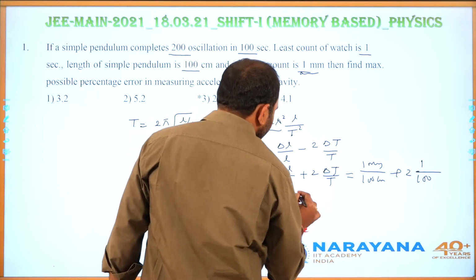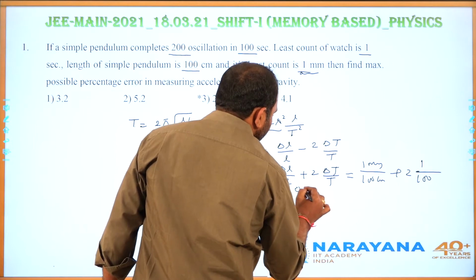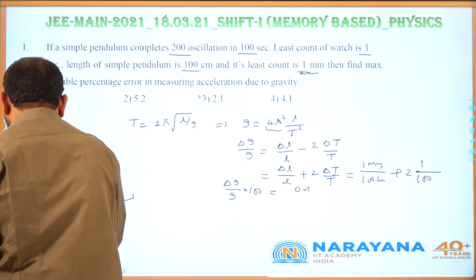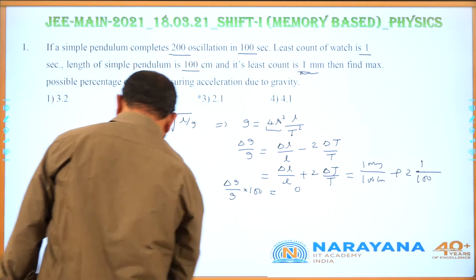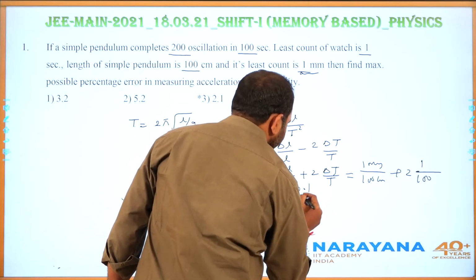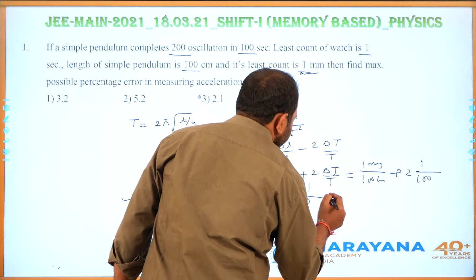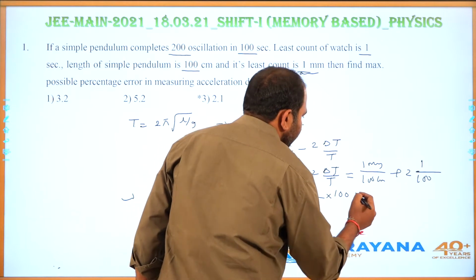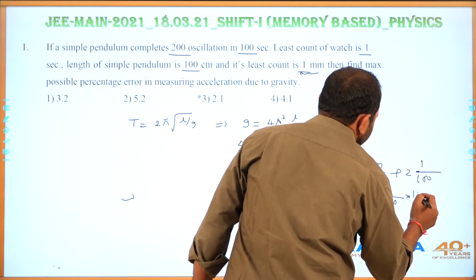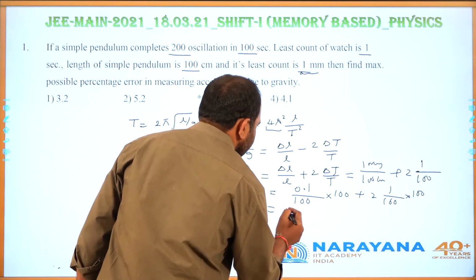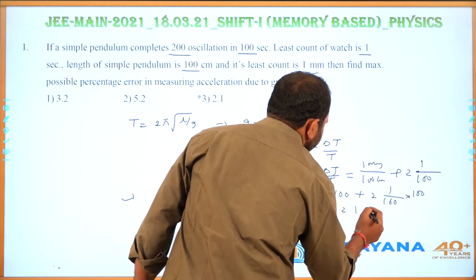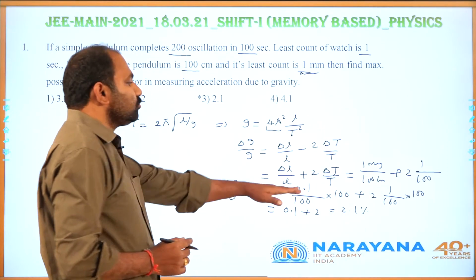This will be equal to 0.1 centimeter by 100 centimeter into 100, plus 2 times 1 by 100 into 100. So it is clear, 0.1 plus 2. So the percentage error in the calculation of g is 2.1%.